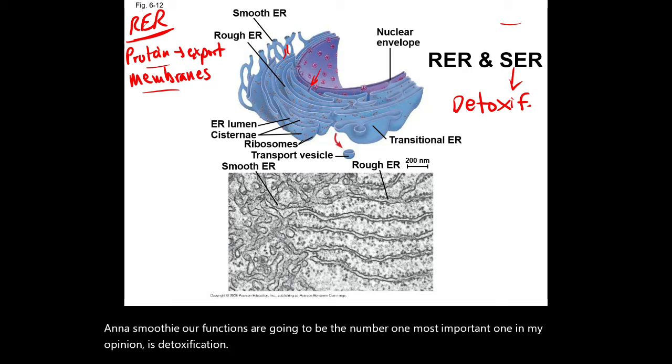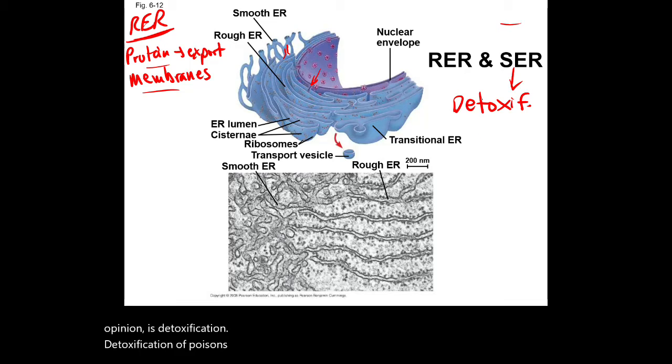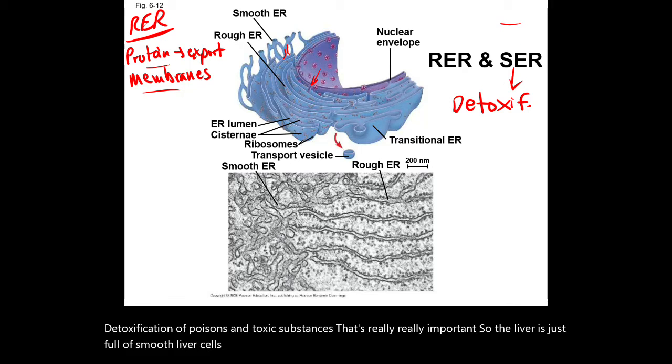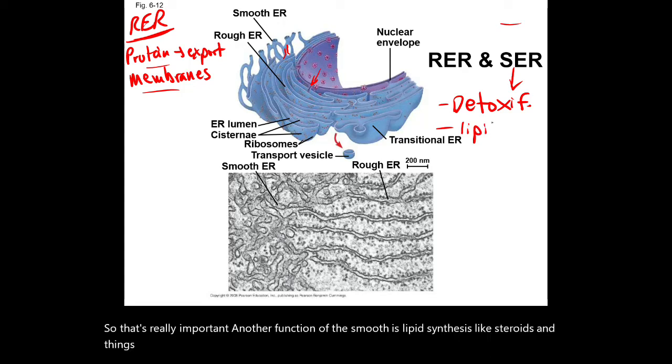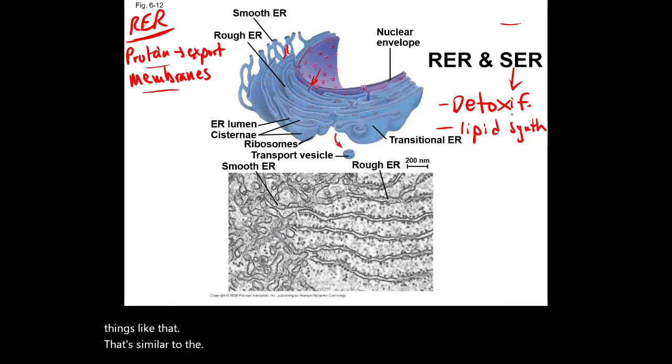Detoxification of poisons and toxic substances. That's really, really important. So the liver is just full of smooth ER. Liver cells have lots of smooth ER because they break down toxic materials for the body. So that's real important. Another function of the smooth ER is lipid synthesis, like steroids and things like that. That's similar to the rough ER also. Steroids and lipids like that are produced there.